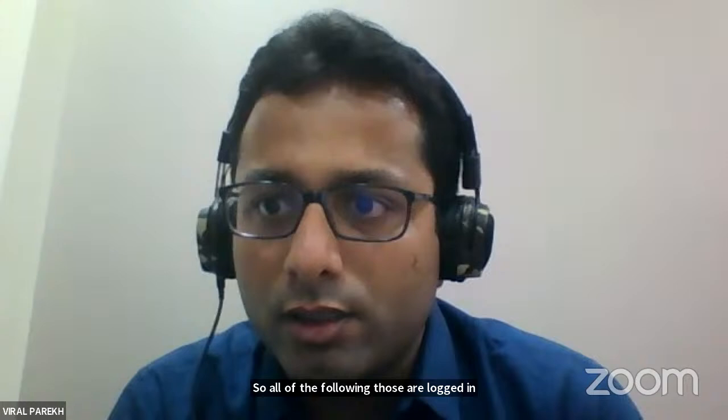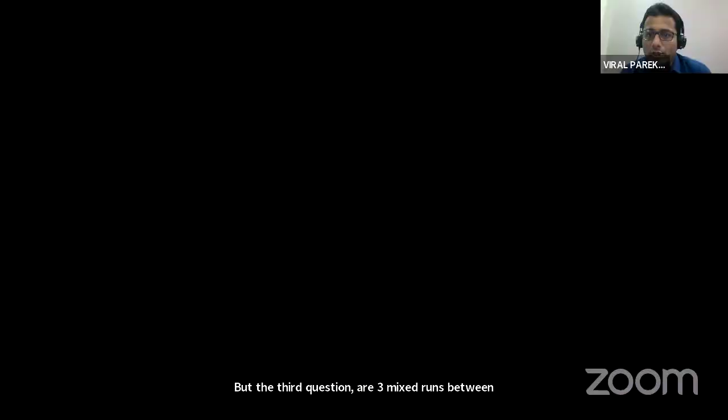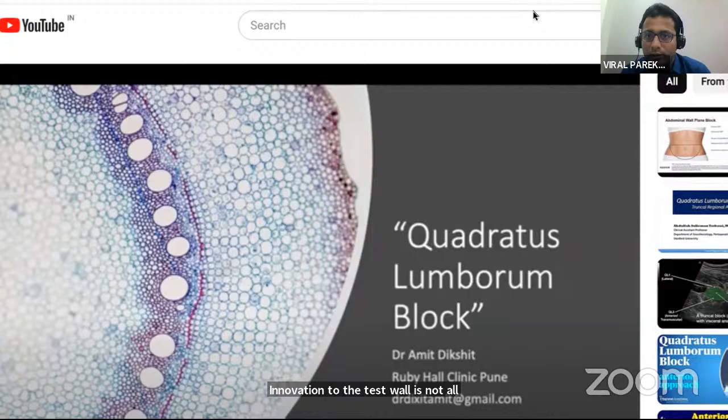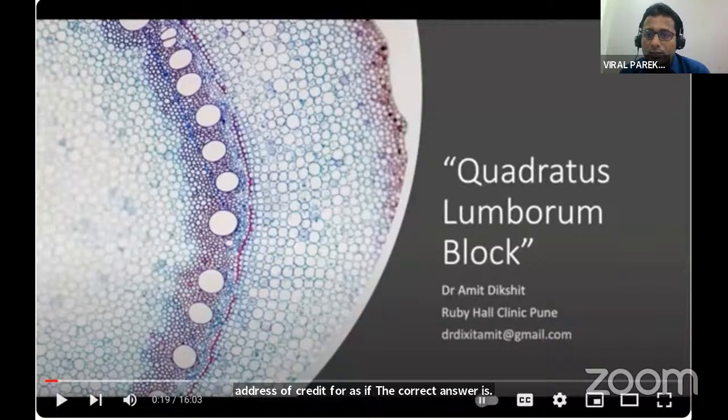For the third question, the artery which runs between the internal intercostal and transversus thoracis is the internal thoracic artery. Innervation to the chest wall is from all of the above: the brachial plexus, intercostal, and the superficial cervical plexus. For the fifth question, all of the following are regarding ultrasound guided thoracic paravertebral block. The correct answer is all of the above are true. The lung sliding sign is indicative of pneumothorax. That is a false answer.